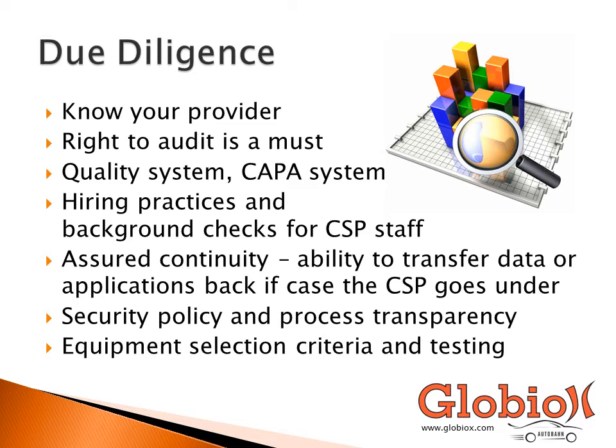Some other things to consider, as we talked about before, are the quality system, and whether the provider has a CAPA system. We need to look at their hiring practices and, for example, whether they do background checks, criminal investigations, urine screens, things like that. And if you really want to get down to the nuts and bolts, you can even go as far as to find out what their purchasing criteria is for their equipment. It could be very enlightening, for example, to find out that the CSP is using third-rate routers to handle all of their traffic.